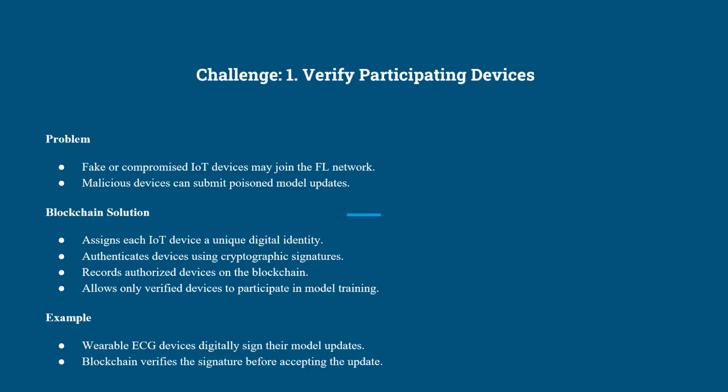It assigns each IoT device a unique digital identity, authenticates devices using cryptographic signatures, and also records unauthorized devices on the blockchain. So it allows only verified devices to participate in model training. For example, a wearable ECG device digitally signs its model updates. Those devices which have a digital signature verified by the system are allowed to change the model updates. Similarly, blockchain verifies the signature before accepting the update.